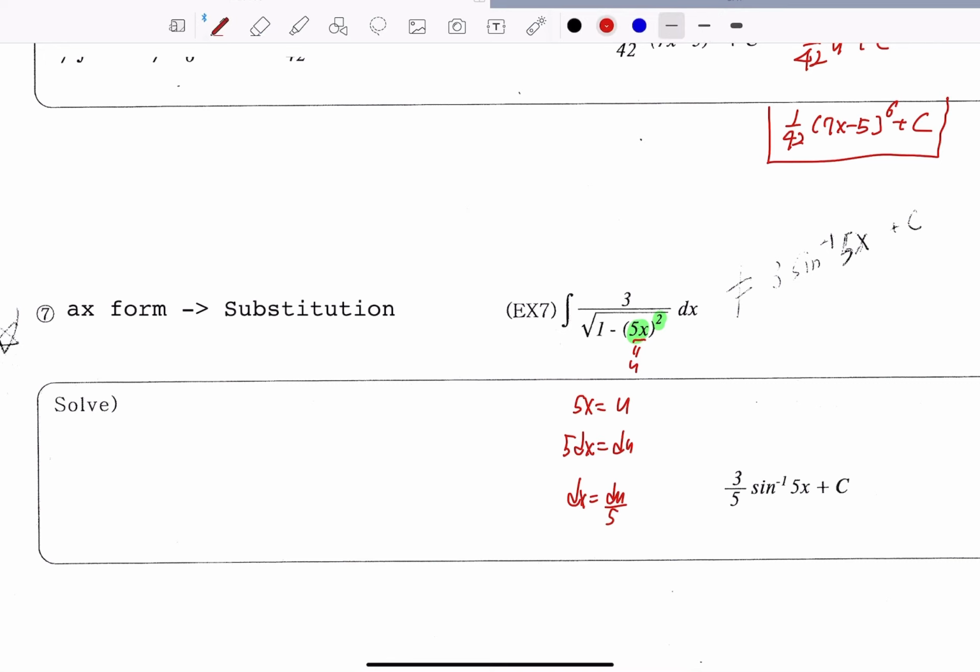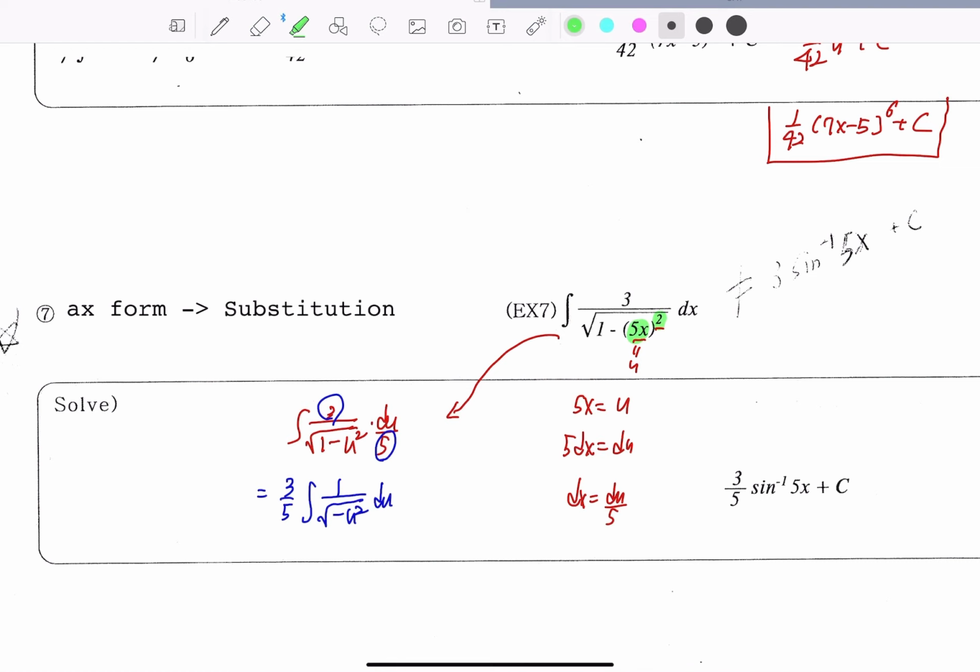All right, and then you rewrite this expression in integral 3 over square root of 1 minus 5x is substituted by u. So we're going to use u and then make it squared. dx means du over 5. I can take out 3 over 5 in the front. So 3 over 5 integral 1 over square root of 1 minus u squared du.